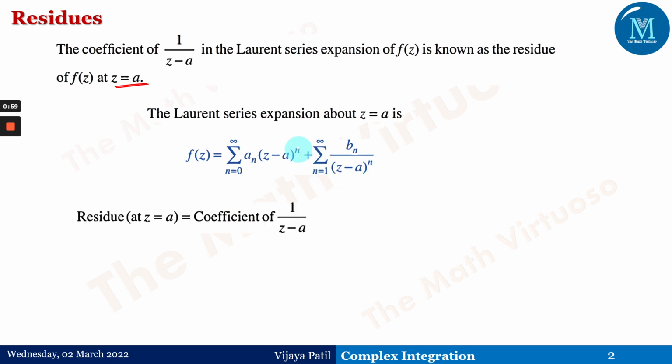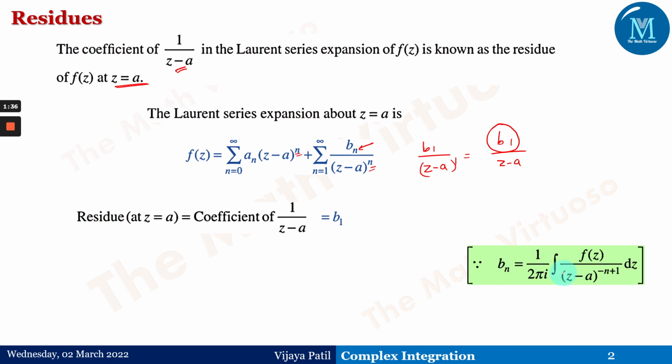So we have here the positive powers, and here are the negative powers of z minus a in the Laurent expansion. Now the residue at z equals a is known as the coefficient of 1 upon z minus a, which is also known as b1. This from here is b1. If you observe here, if you take n equals 1, we get b1 upon (z minus a) to the power 1, which is nothing but b1 upon z minus a. That means b1 is nothing but the coefficient of this 1 upon z minus a, which is according to the definition of residues.